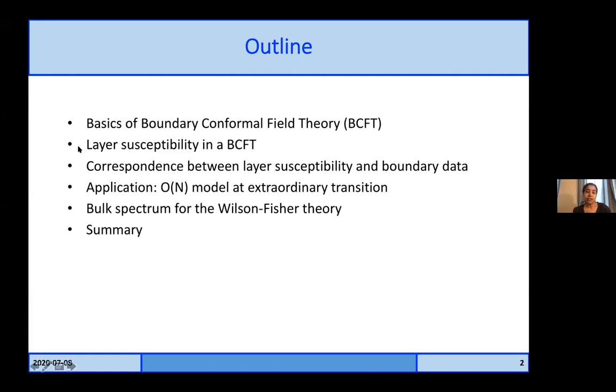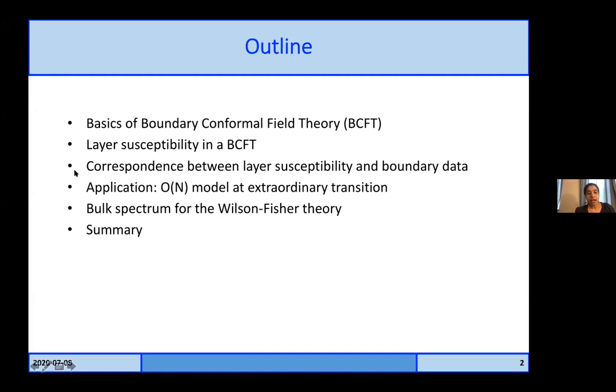I will then spend a little bit of time discussing something which I'll call the layer susceptibility, and that can be computed from a two-point function in a boundary conformal field theory. This is important because the layer susceptibility is simpler to compute than the two-point function. And I will discuss this in detail.